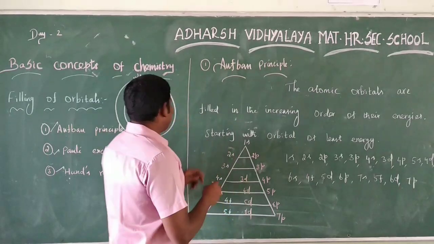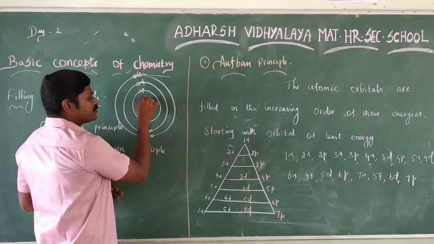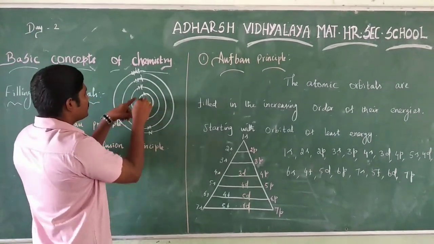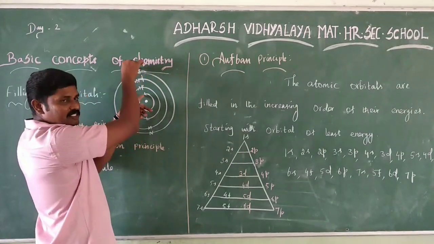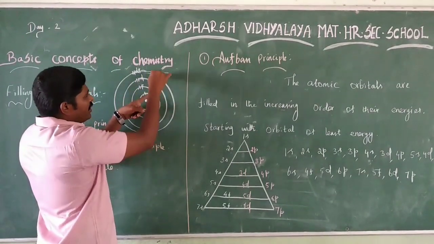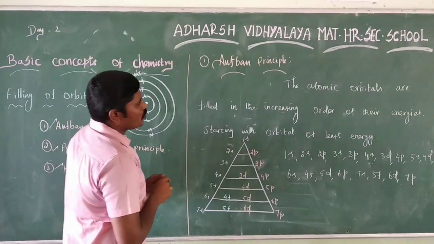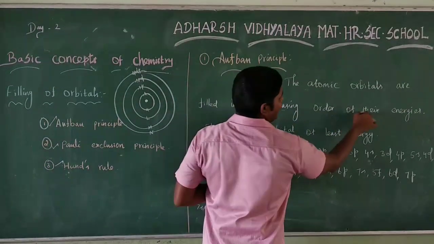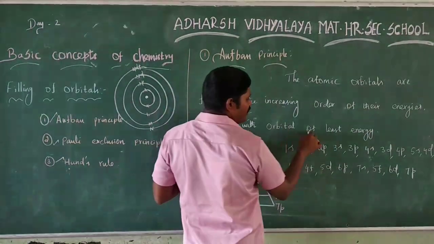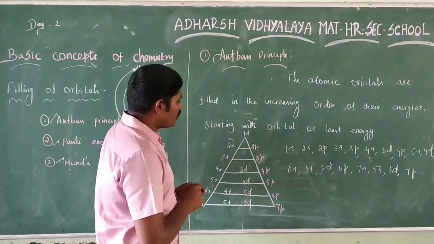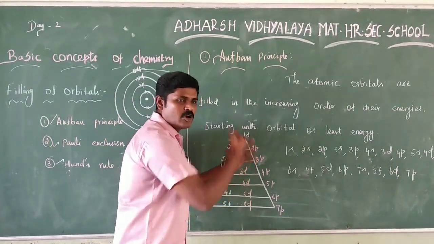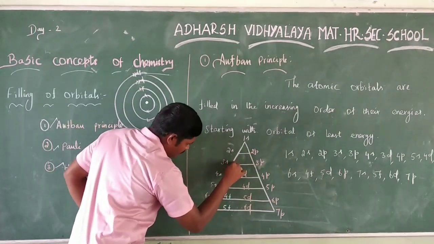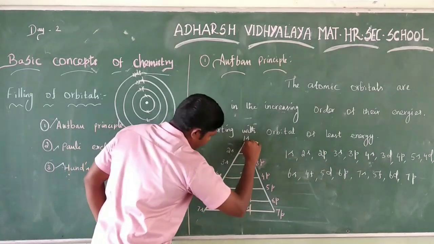The least energy orbital is found near the nucleus. So the atomic orbitals are filled in the increasing order of their energies, starting with the orbital of least energy. How to identify the least energy orbital to higher energy orbitals? Here is the students' trick for least energy to higher energy.